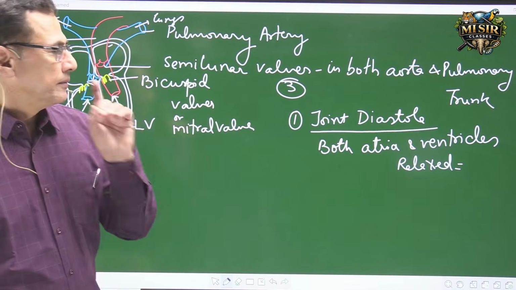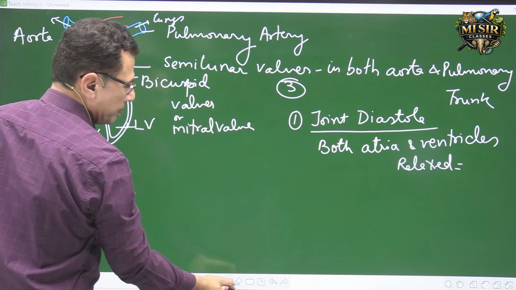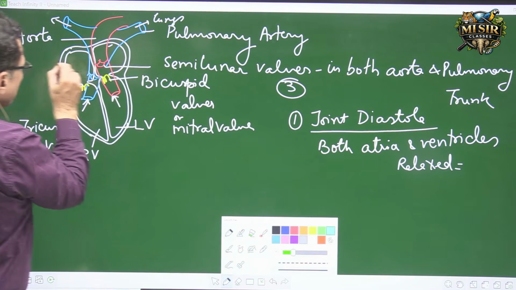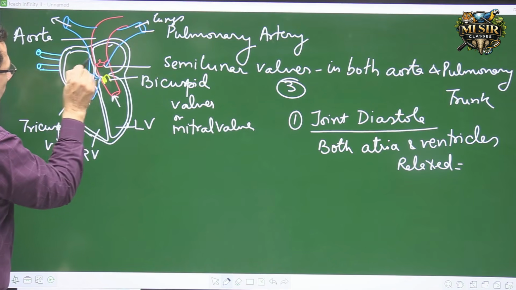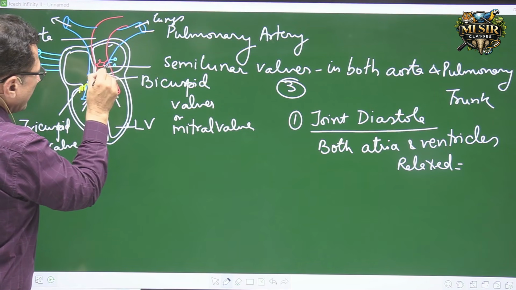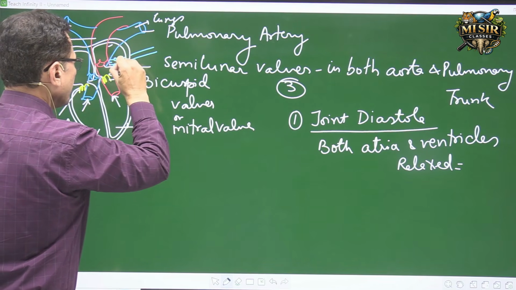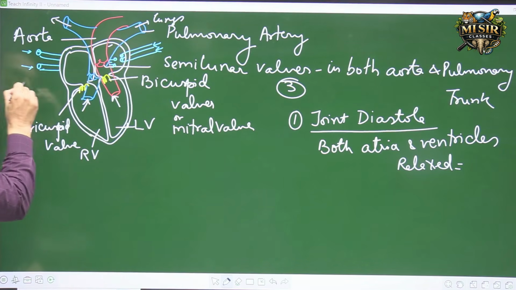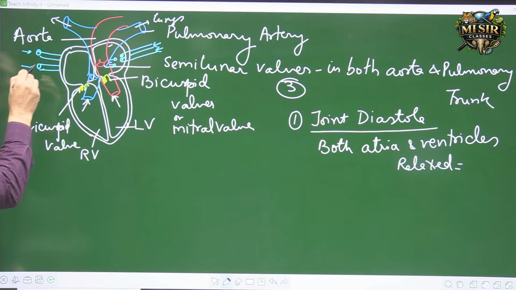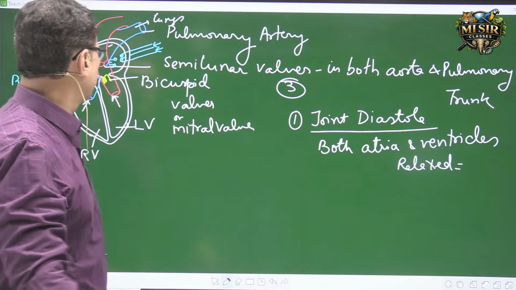In this condition, what happens? The blood from the lungs by 4 pulmonary veins, 2 from each lung, is pumped into the left atrium. This is the pulmonary vein, the only vein that carries oxygenated blood.